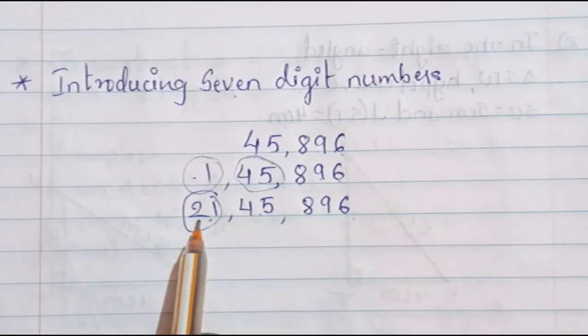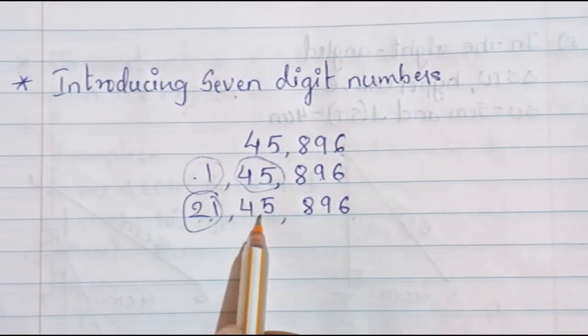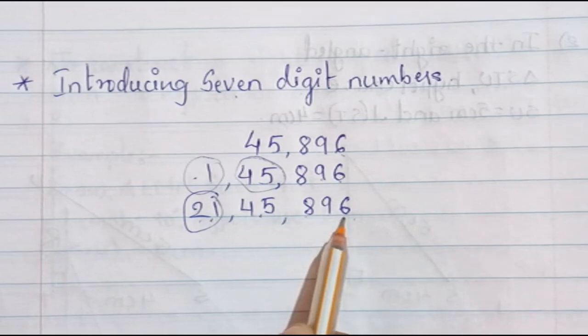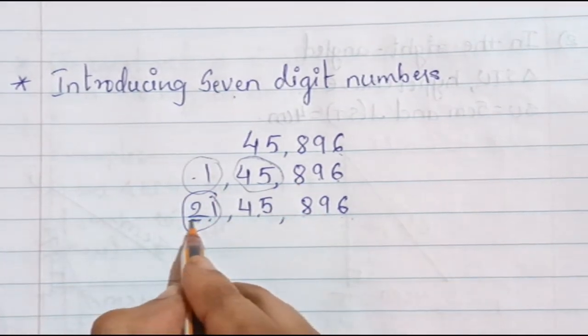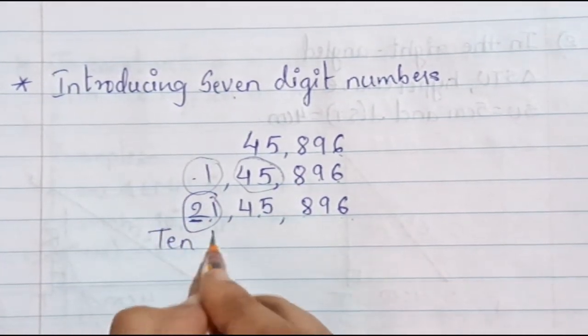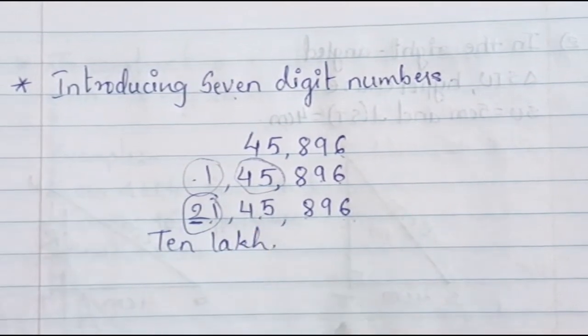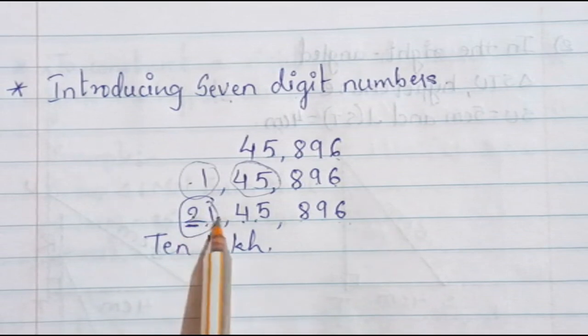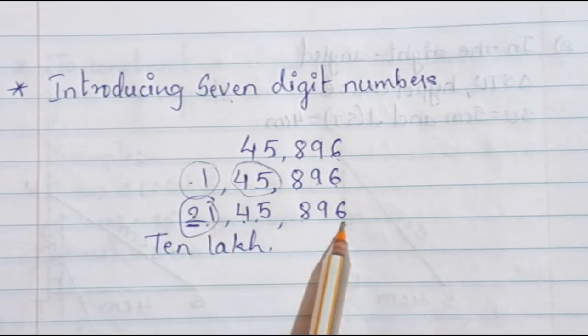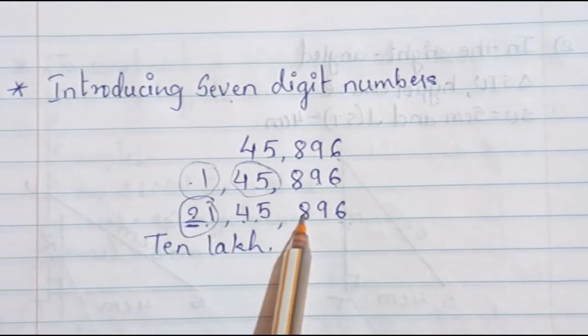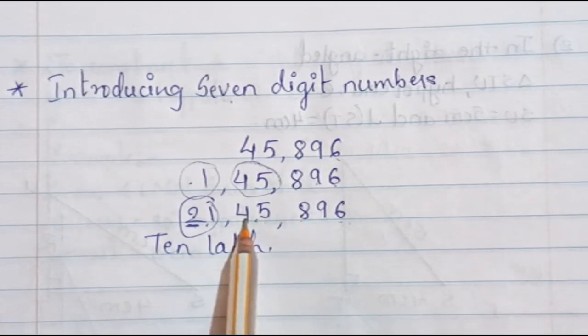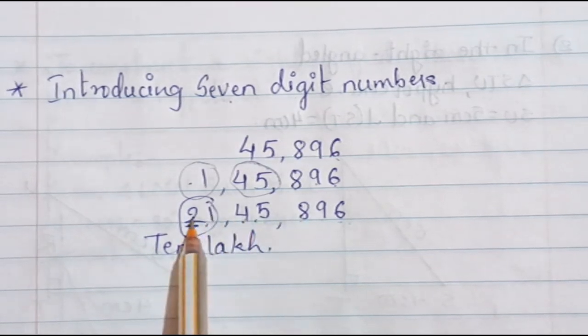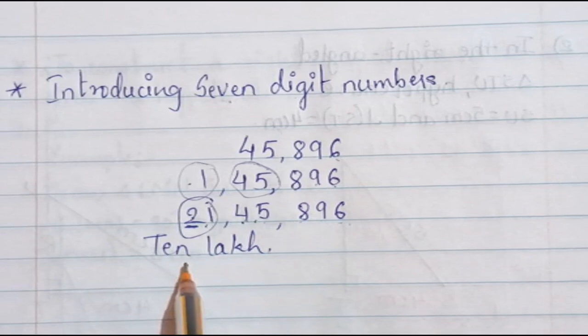21,45,896. So this will be the group of lakhs, this will be the group of thousands, and this is hundreds, tens and units. This place is known as 10 lakh. Like here it is known as 10,000, here it is known as 10 lakh. This is units, tens, hundreds, thousand, 10,000, lakhs and 10 lakh. So that place is known as 10 lakh.